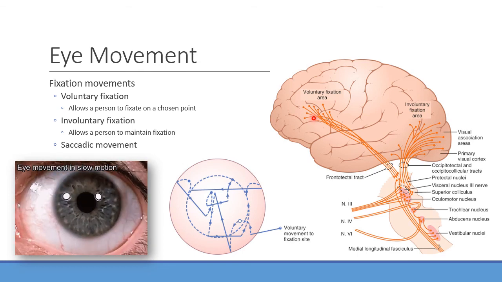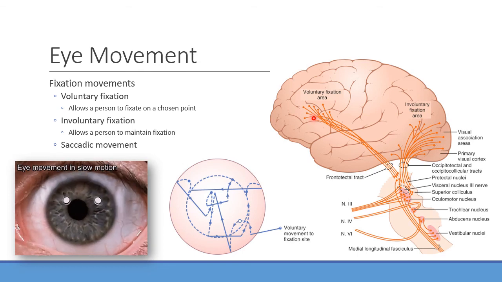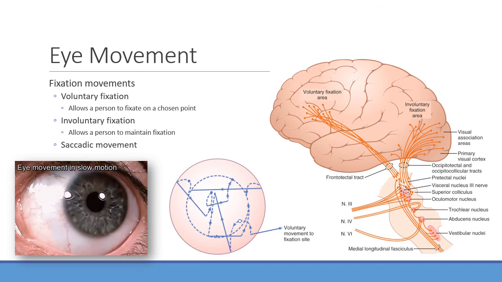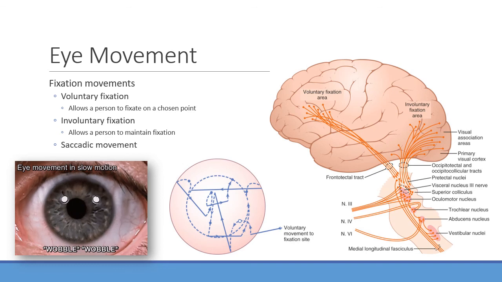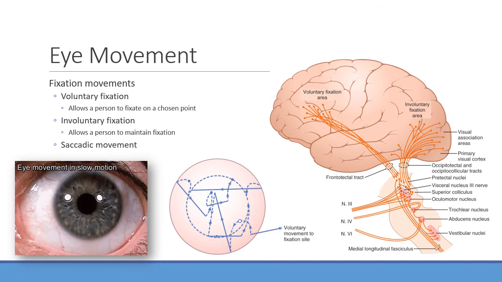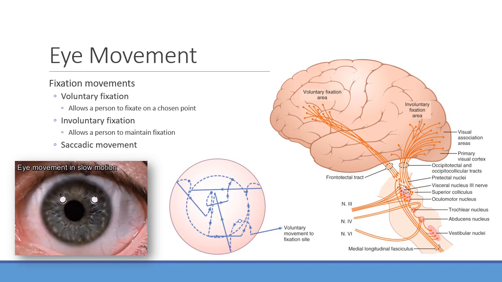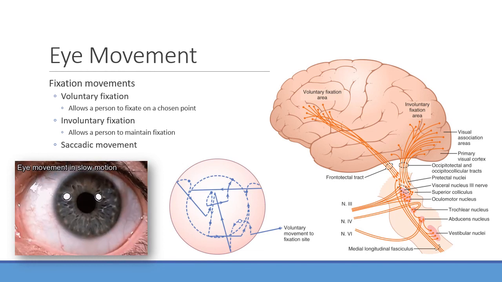That's where we're making a lot of our executive judgments on what we want to do voluntarily. Whereas involuntary fixation is going to be mostly located within the occipital area, which makes sense because a lot of our visual information is coming in there. That involuntary signal to try to keep whatever we're fixated on right in the middle is going to be mediated through that. And again, we don't have to think about that in a lot of cases.